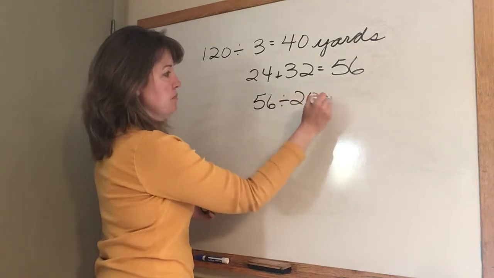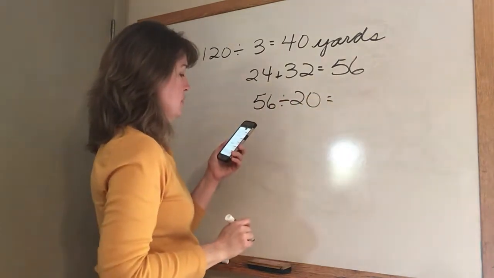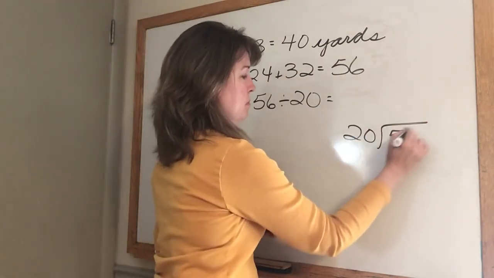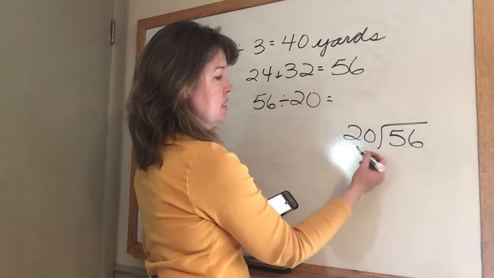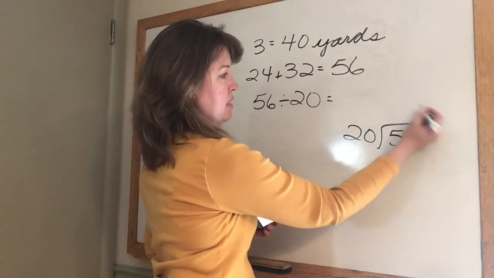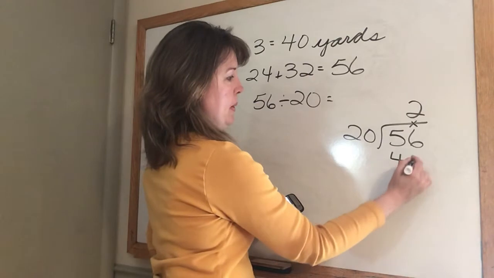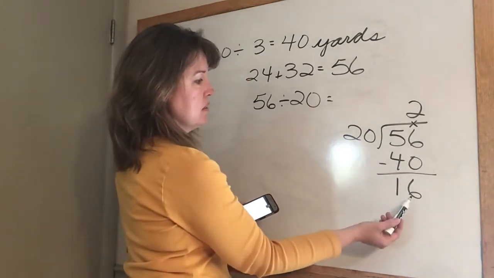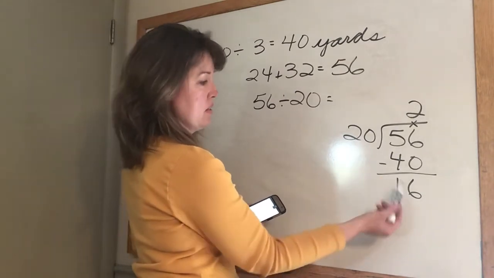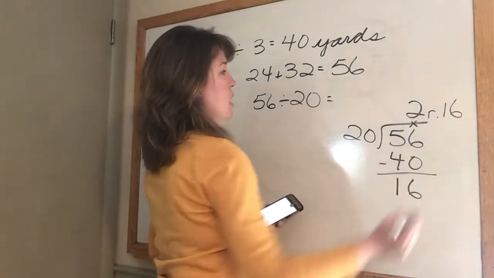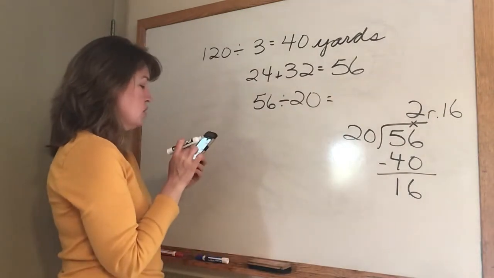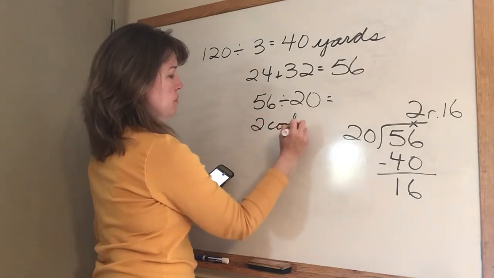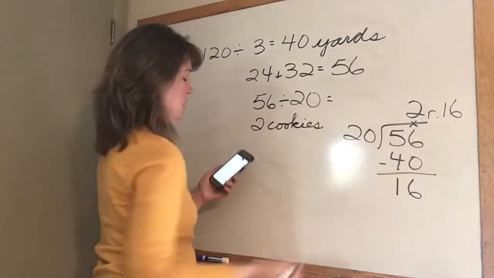Sorry about that. Okay, 56 divided by 20. So 20 goes into 56: 20, 40, 60. So it can only go 2 times. Now you have 16. Is 16 smaller than 20? Yes. So we have a remainder of 16. So the answer is 2 cookies, and then you'd have 16 left over.